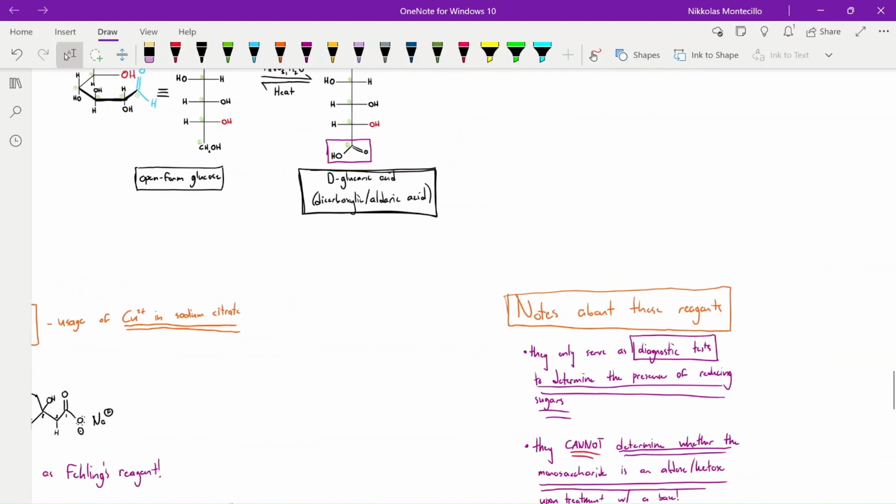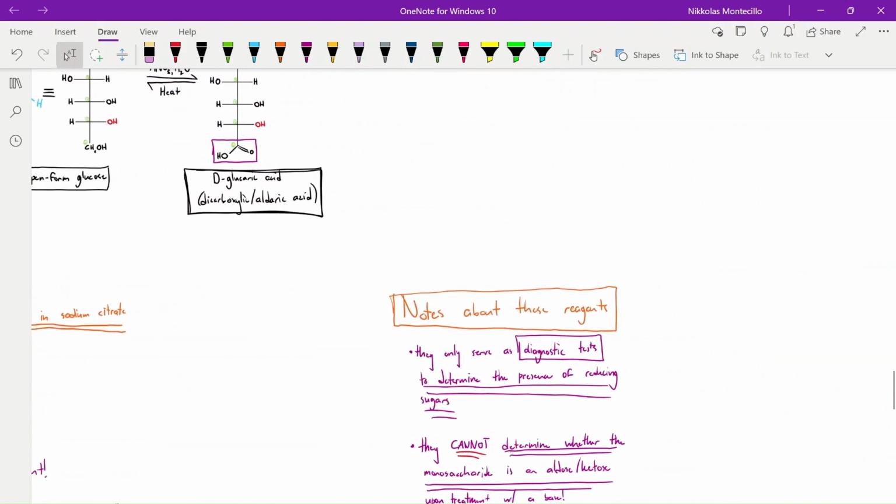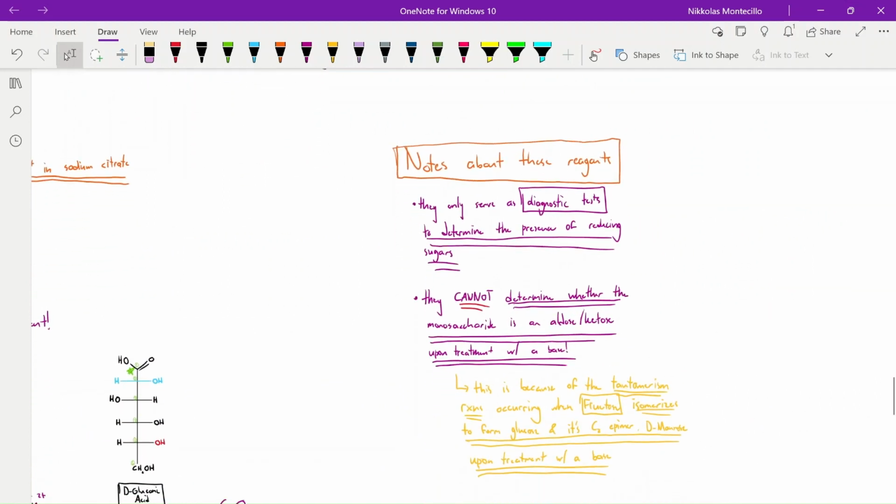Okay. Now there are some notes about all of these reagents. They only serve as diagnostic tests to determine the presence of reducing sugars. They cannot determine whether the monosaccharide is an aldose or ketose upon treatment with the base. This is because of the tautomerization reactions occurring when fructose isomerizes to form glucose and its C2 epimer, D-mannose, upon treatment with a base. Okay.